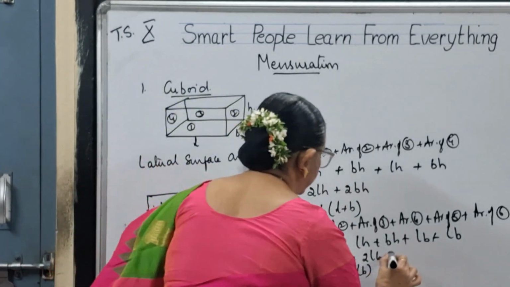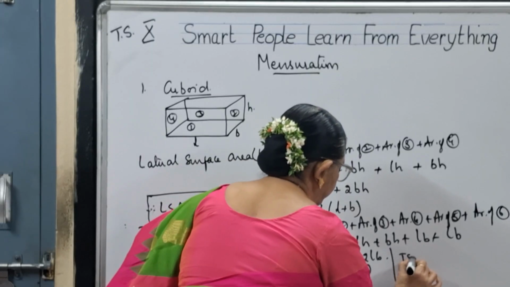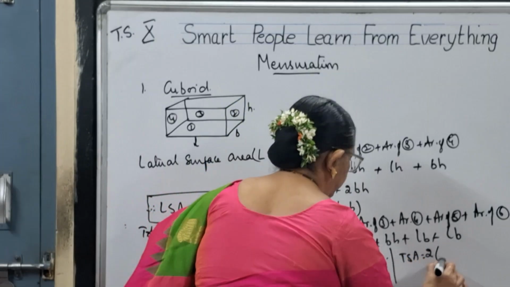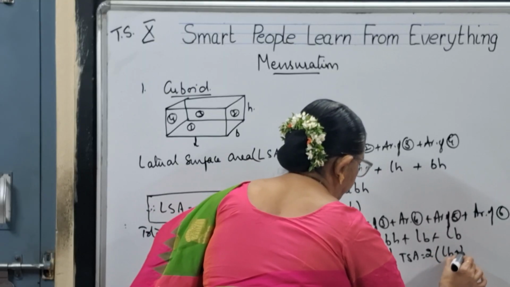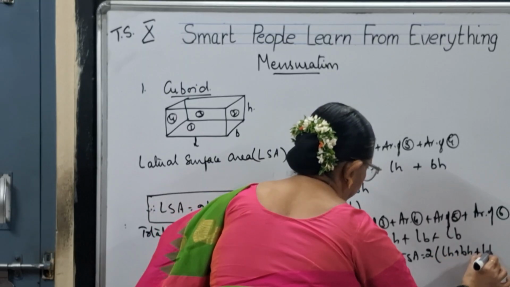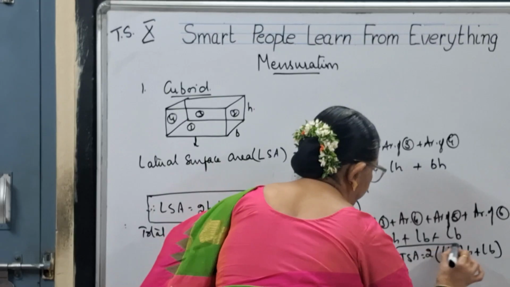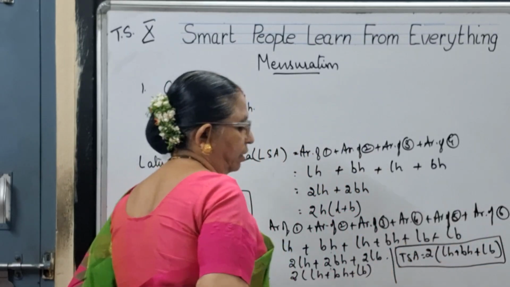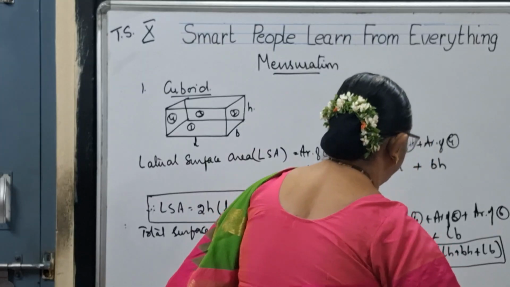So I can write TSA is equal to 2 into LH plus BH plus LB. This is the formula for total surface area of a cuboid.